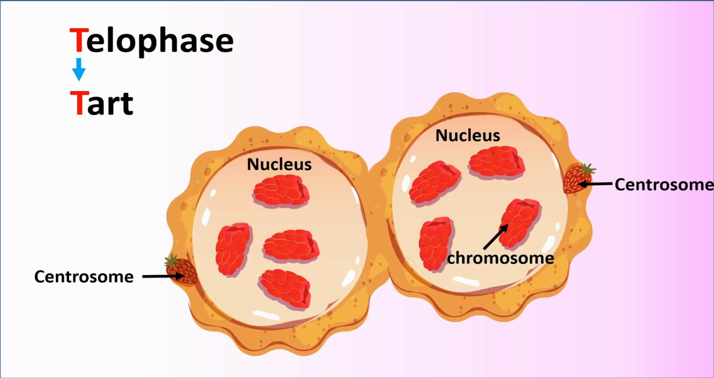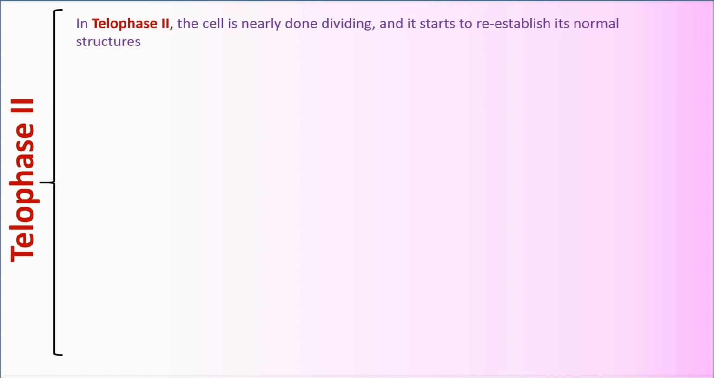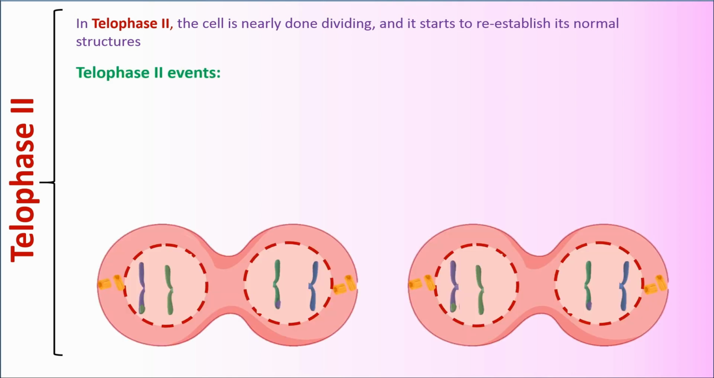Telophase. Telophase is similar to tart, and T is their common first letter. Telophase II. In Telophase II, the cell is nearly done dividing, and it starts to re-establish its normal structures.